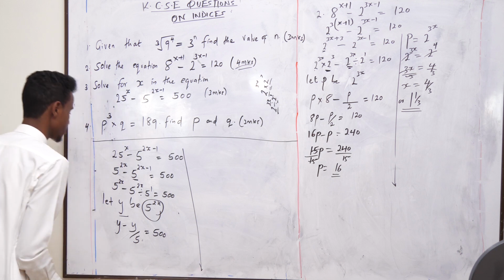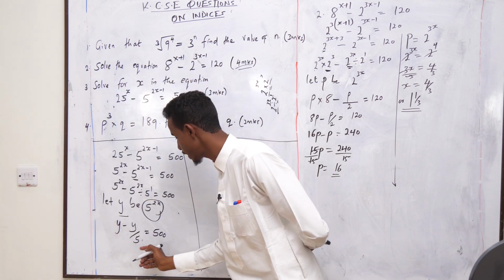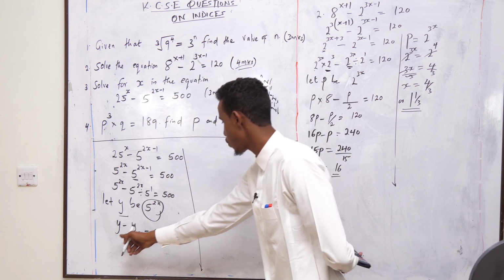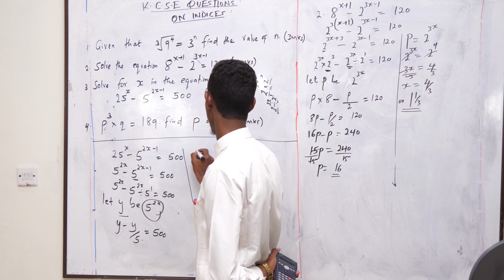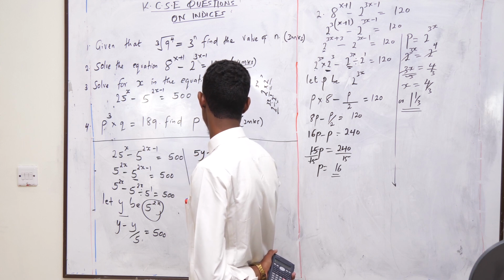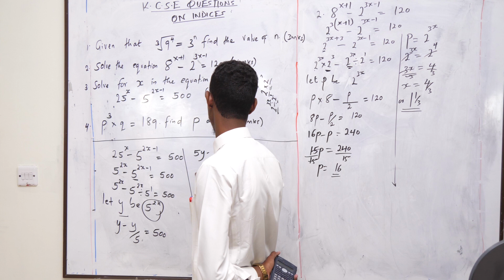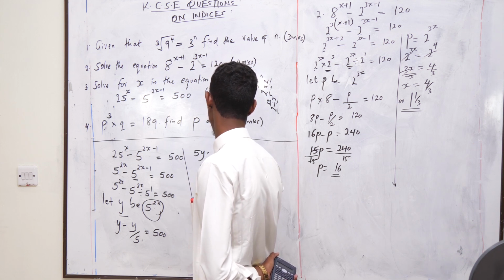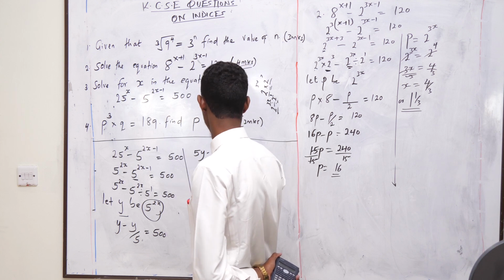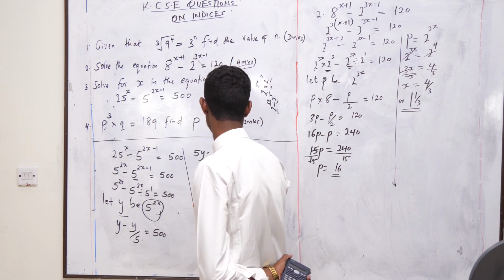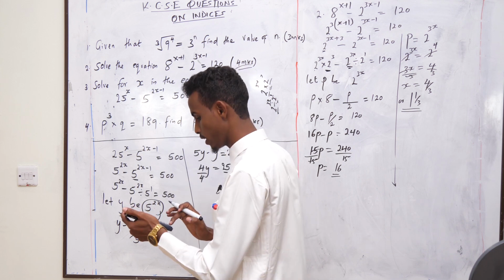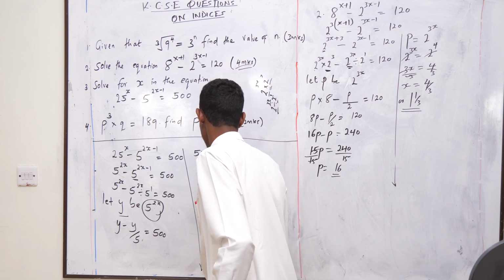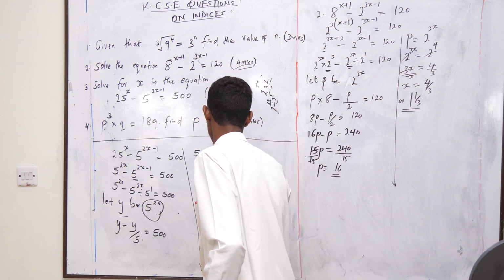Now how can we solve this quickly? We multiply through by the denominator. The denominator is 5. It will be 5y minus y is equal to 500 times 5, so 4y is equal to 2500. 500 times 5 is 2500. Divided by 4, it is 625. So y is equal to 625.